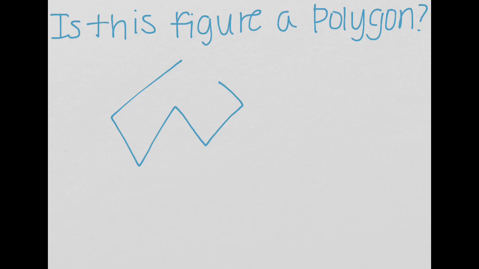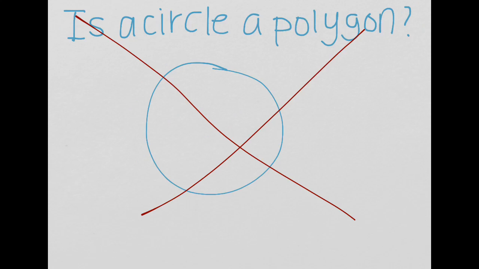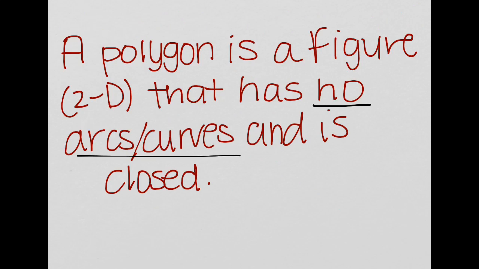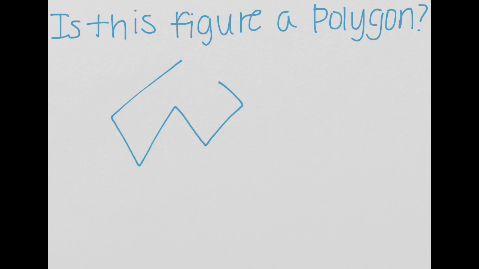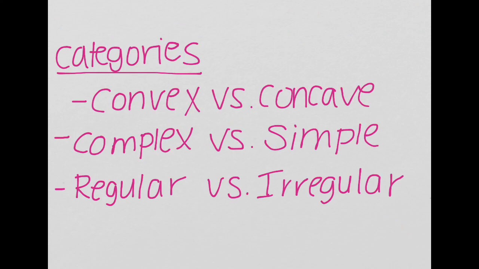Okay, is this figure a polygon? Okay, well let's look at our definition. It says a polygon is a figure that's 2D, that has no arcs and curves, and is closed. Well, is this figure closed? Nope, so it's not a polygon.